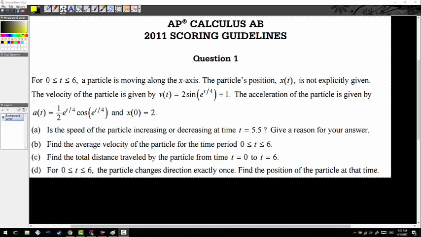Alright, let's take a look at these FRQs here. The first is going to be from 2011, question 1. If you can, go ahead and pause and find which one that is in your prep book. The problem reads: from 0 to 6, a particle is moving along the x-axis. The particle's position x of t is not explicitly given. The velocity of the particle is given by v of t equals all that stuff. The acceleration is given by a of t equals all that stuff. And x of 0 equals 2.